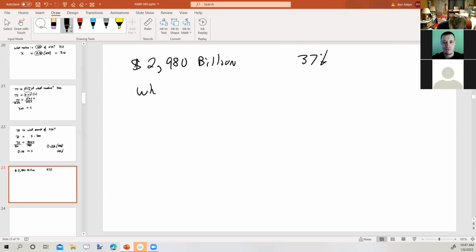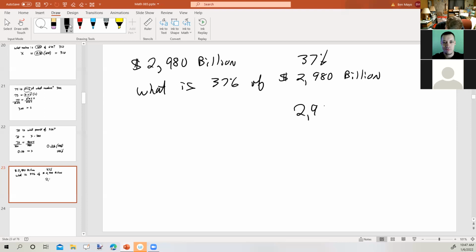So basically the question is, what is 37% of $2,980 billion? Now, this is kind of confusing. This is a way of writing that. In other words, this would be 2,980 billion. Why they don't just write it as $2.98 trillion, I don't know. But anyway, we'll live with it.